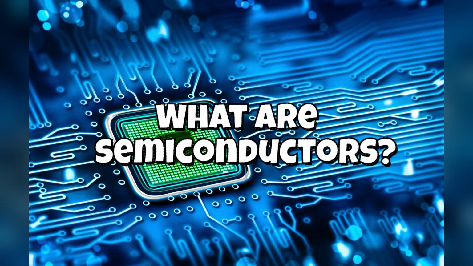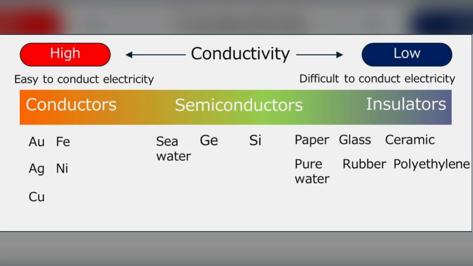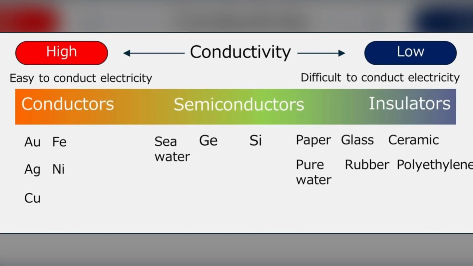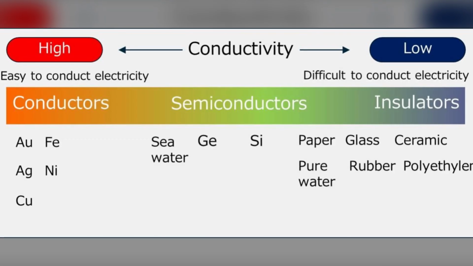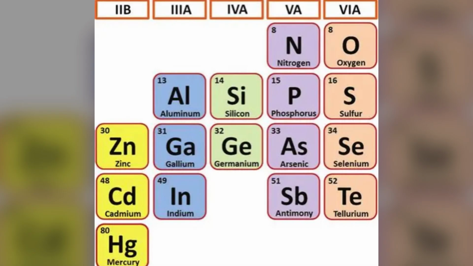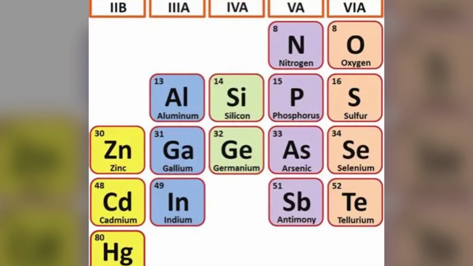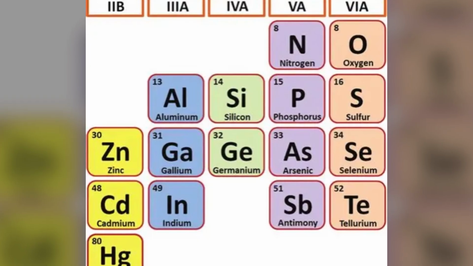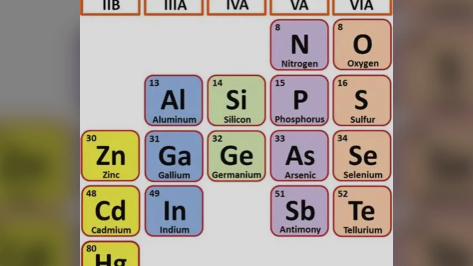We've always heard about semiconductors, but what are semiconductors? Semiconductors are a type of solid material that has a certain level of electrical conductivity between conductors and insulators. These semiconducting materials can also be found in groups 3A through 5A of the periodic table, consisting of aluminum, silicon, germanium, and so on.